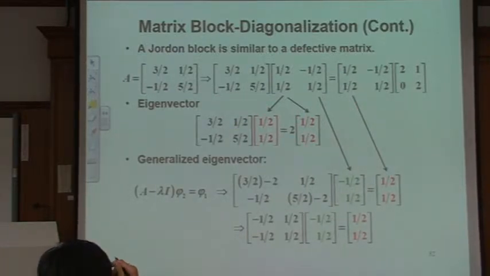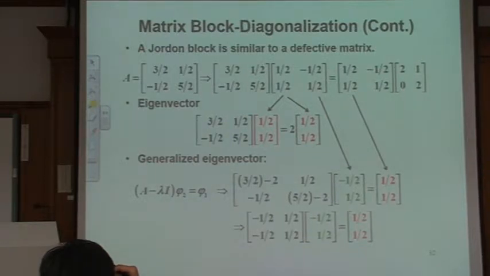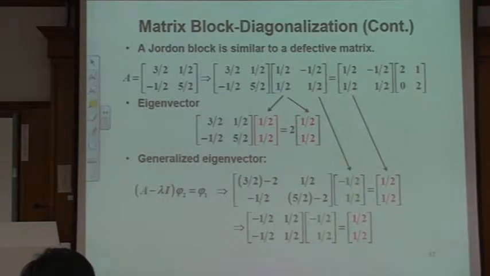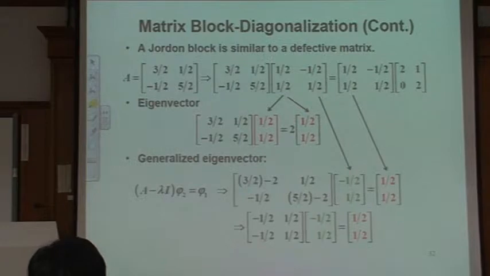Let me tell you, this matrix consists of generalized eigenvectors. So if we use this matrix multiplied by its own eigenvector, you can get the other eigenvector.